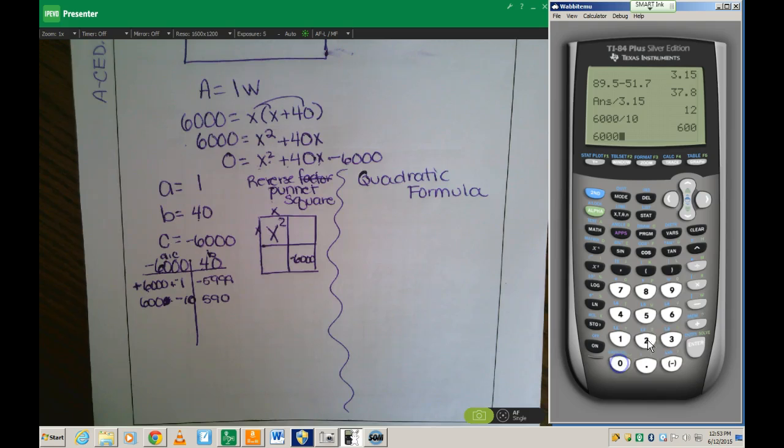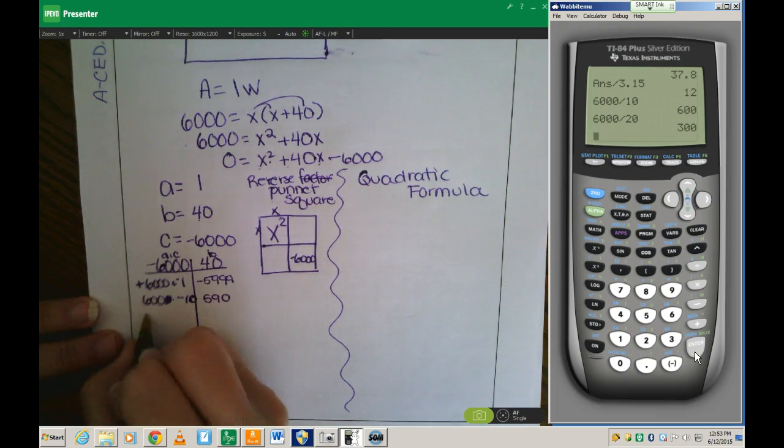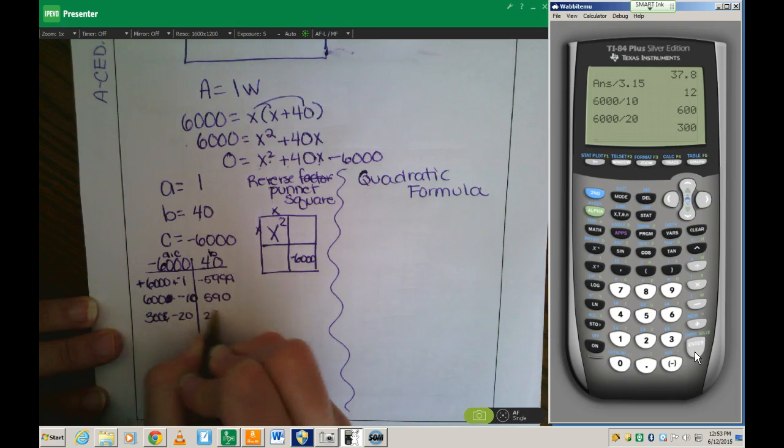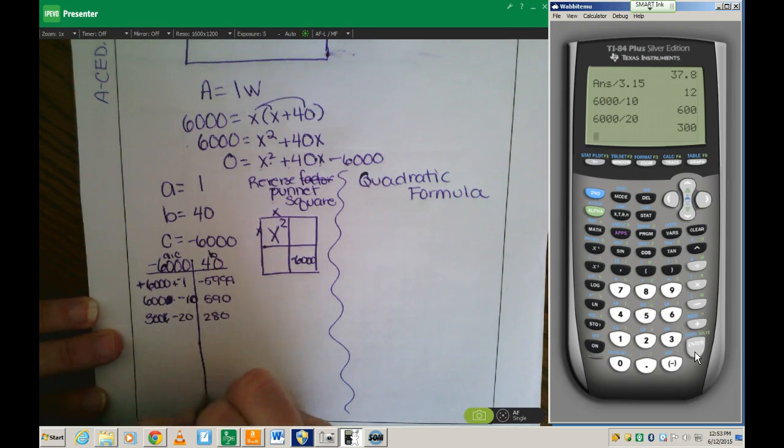Now I'm going to do 6,000, but this time I'm going to divide by 20. And divide by 20, I get 300. So that means this would be positive 300 and negative 20, which would give me 280. I'm trying to get 40.